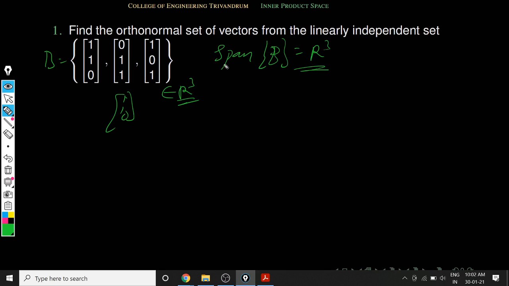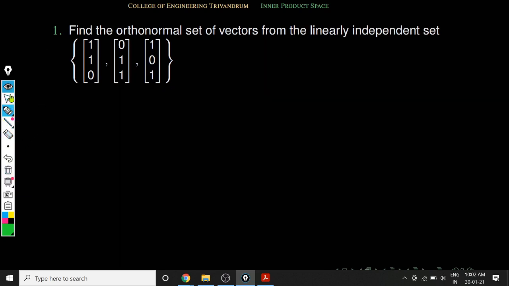Anyway, whatever the span, that is not a matter. It's a linearly independent set, so we can construct a corresponding orthonormal set which spans the same set. So ultimately we have to find an orthonormal basis for R3. Okay, so what is the step? We have four steps.